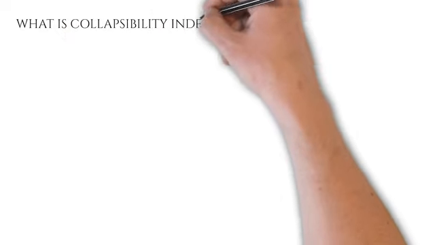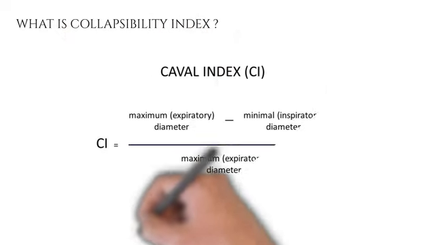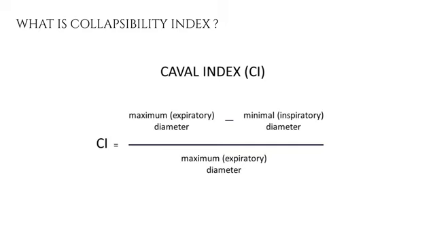So friends, how can we calculate the collapsibility index? It is measured by a formula, which is D max minus D min upon D max. This index helps to calculate the respiratory variation and the fluid assessment of the patient, as we have already discussed on the previous page. So friends, this is how we can calculate the IVC using the ultrasound, which is particularly useful to assess the fluid status of the patient.